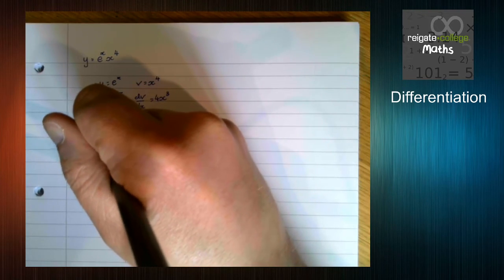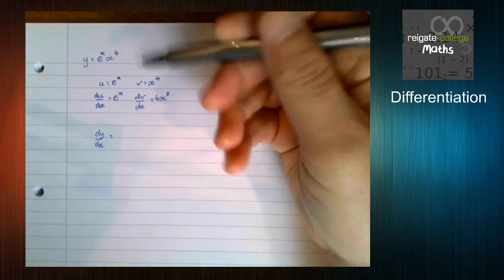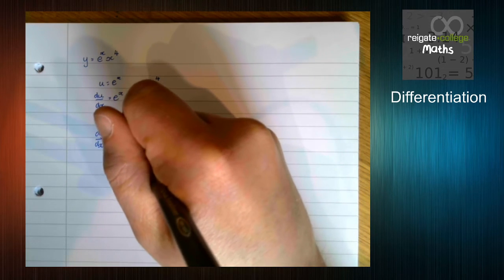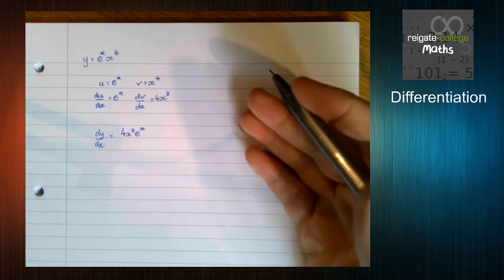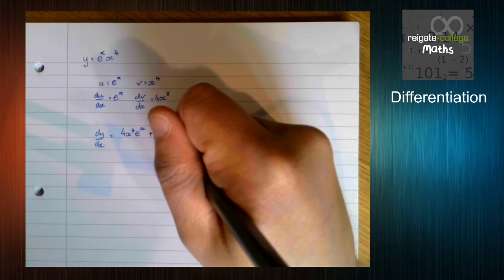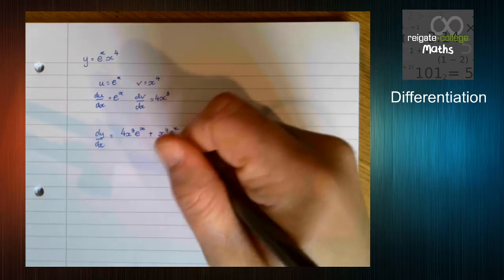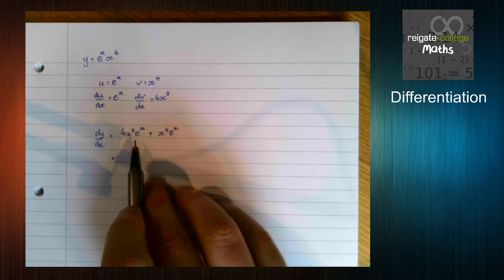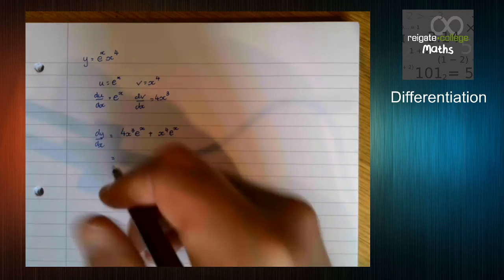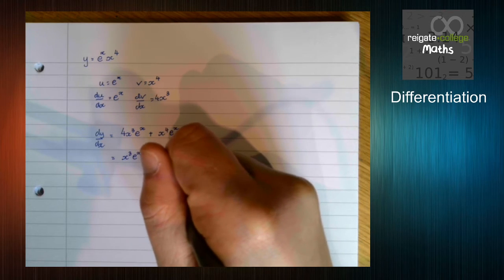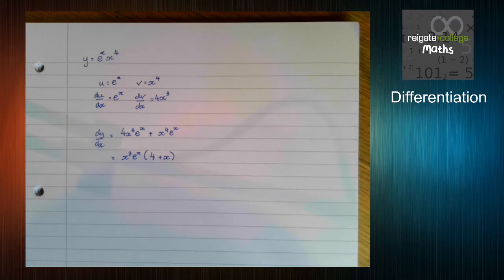So now, dy by dx is going to be u dv, just writing it the other way around to make it look a little neater, plus v du. Now, if you particularly want to, you can factorize, and depending on your textbook, it may well just do that. So we can see that both have x cubed and an e to the x in. So we can take that outside a bracket. And we're left with that function.